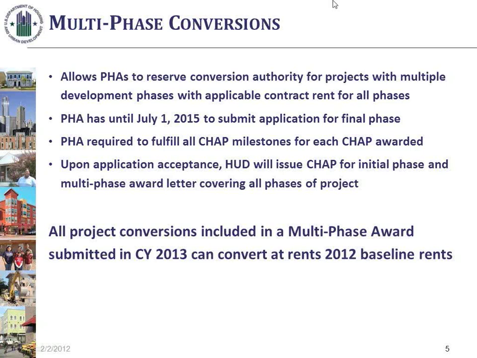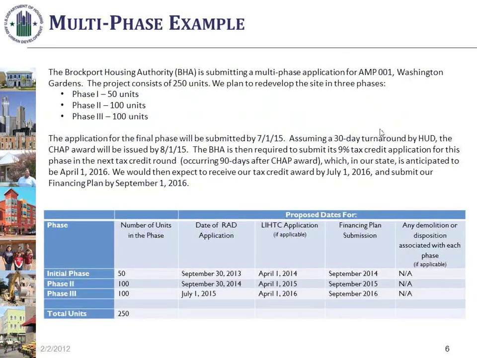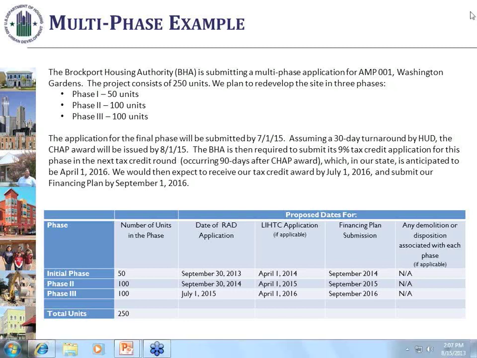And then the portfolio awards, that you're locking in at the 2012 rent levels, even though you may not be giving us an application for some phases until July 1st, 2015. So if you go to the next slide, which is slide 6, we've just tried to construct a little example here.